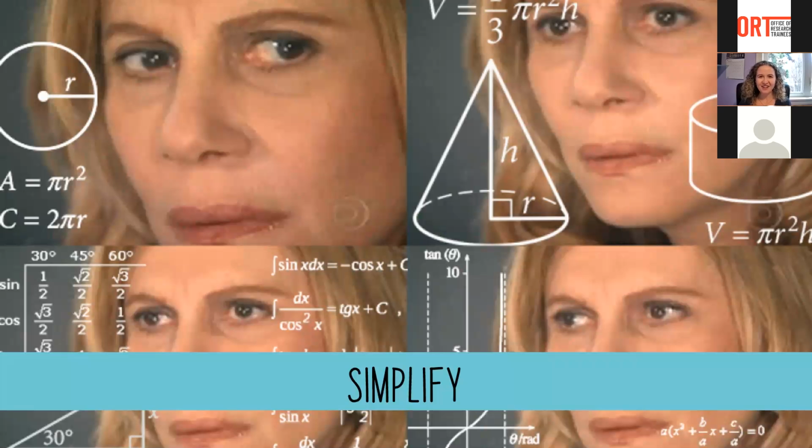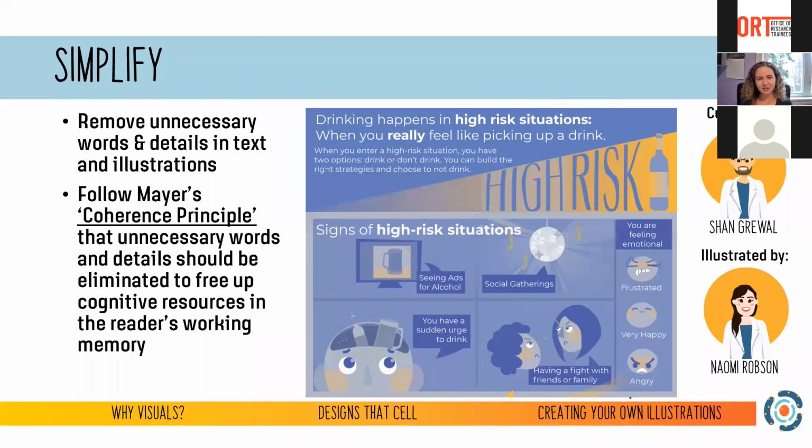All right, so now we're very close to the end. One of the last stages when you're making your illustration or infographic is to always try and simplify where you can, to avoid your reader from looking like the person in this image. This usually involves removing unnecessary words and details in both the text and in the illustration.